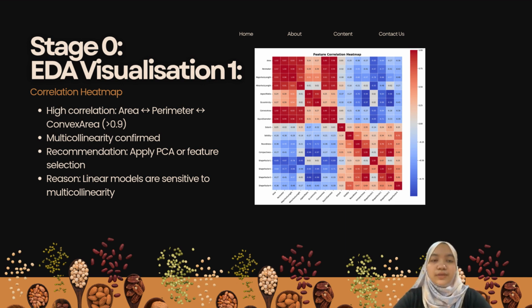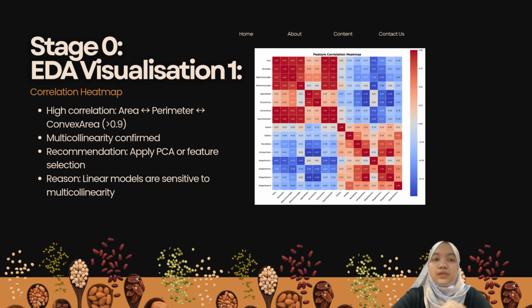Now, for our first exploratory data analysis visualization, we use a correlation heat map. From the heat map, we observe very strong correlation between area, perimeter, and convex area, with a correlation value greater than 0.9. This indicates the presence of multicollinearity among several features.